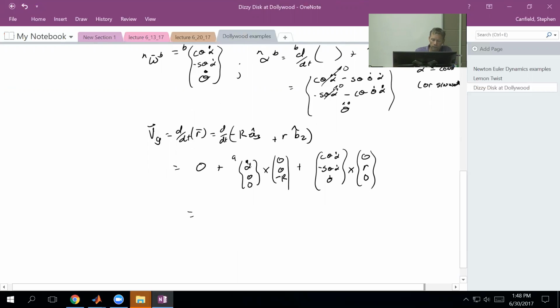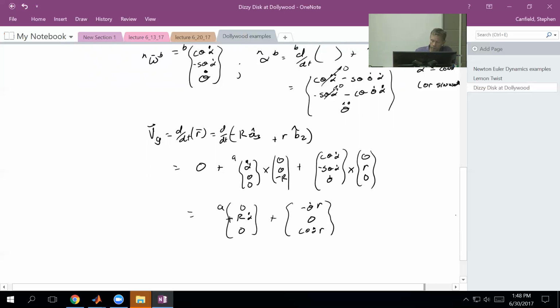So we get the first term gives us a k times an i times a k gives me a negative j, so I get plus r alpha dot. Don't forget that's in the a direction. And here I get an i across a j gives me a k, so I get a cos theta alpha dot r. A j across a j is 0. A k across a j is a negative i, so negative theta dot r.